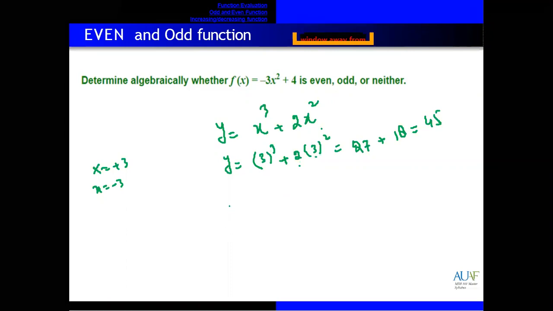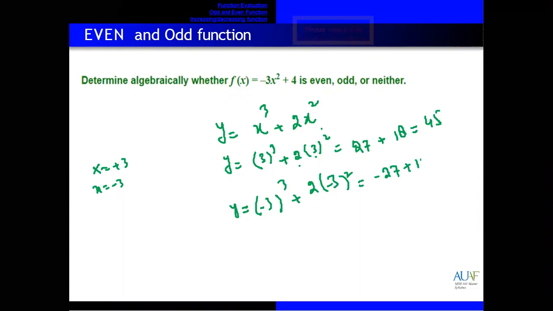For x is equal to minus 3, y is equal to minus 3 cube plus 2 multiplied by minus 3 square. So minus 3 cube equal to minus 27, plus then we have 9 multiplied by 2 equal to 18. So minus 27 plus 18 equal to minus 9. So this one is neither an even nor an odd function. One is 45, the second one is minus 9.